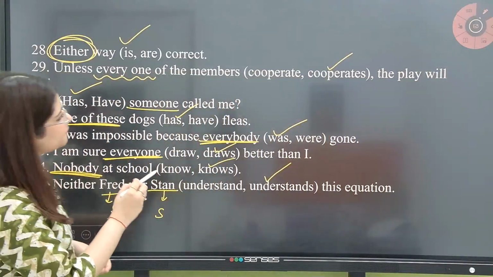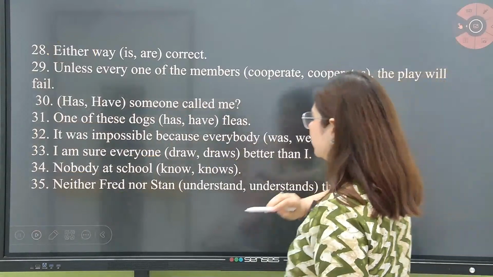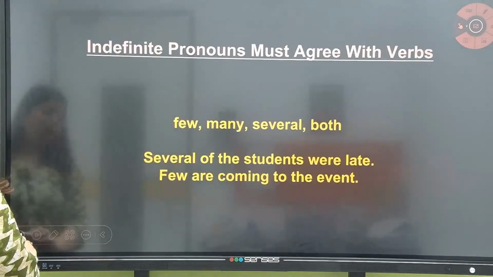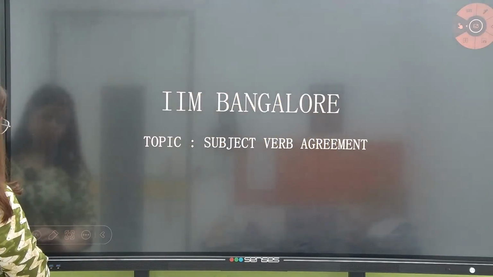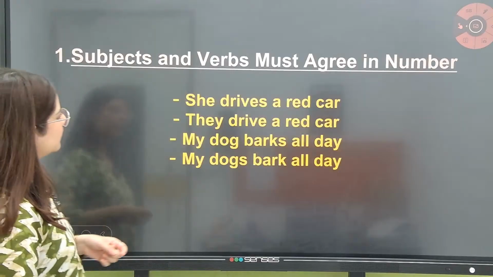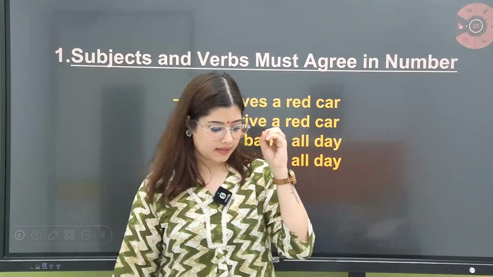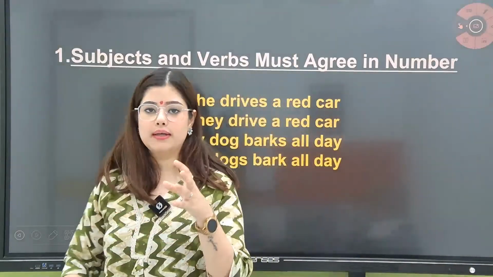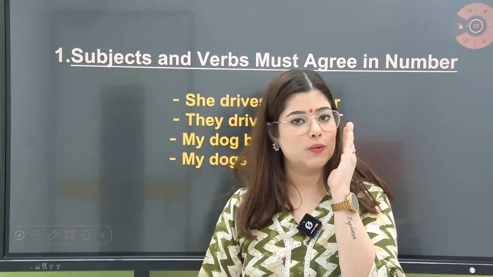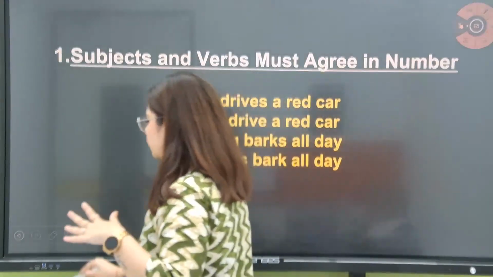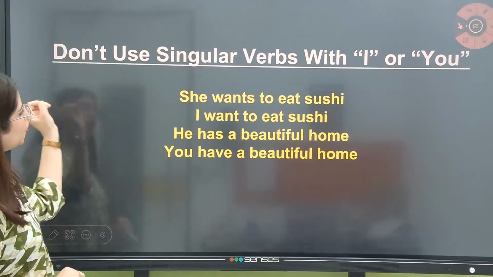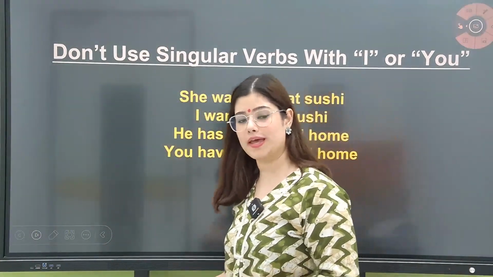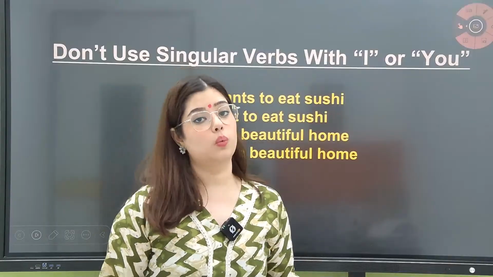So we have solved quite a few questions pertaining to subject-verb agreement. I would very quickly want to go through all the rules once again. The most basic and the most fundamental rule: subjects and verbs must agree in number. For singular subjects, we use singular verb form. For plural subjects, we use a plural verb form. Don't use singular verbs with I or you. I and you, even though they are singular subjects, we use a plural verb form with them.